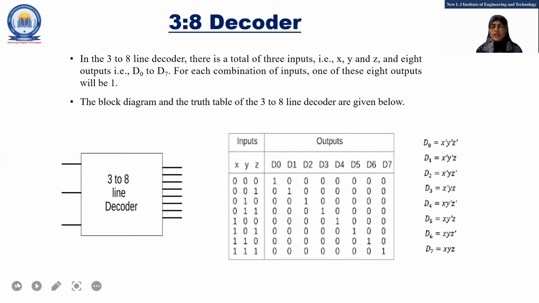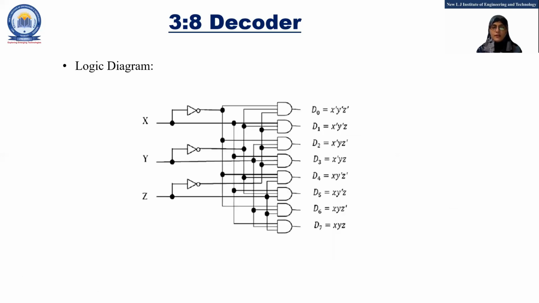So we can make the equations of these outputs as D0 equals to X bar Y bar Z bar, D1 equals to X bar Y bar Z, and so on. For D7, it will be X Y Z. From these equations, we can generate the logic diagram, which is shown in the figure. Here the inputs will be X, Y, Z, and outputs are from D0 to D7. For output D0, inputs X bar, Y bar and Z bar are connected to the AND gate. And same for all the other combinations. So this is how we can generate a 3:8 decoder with the help of logic gates.